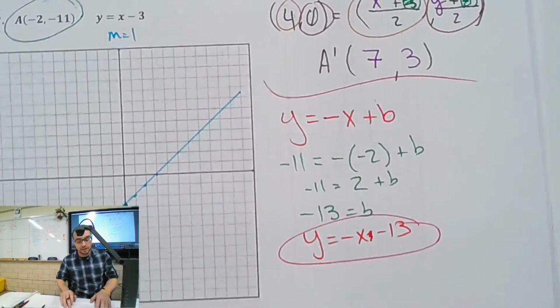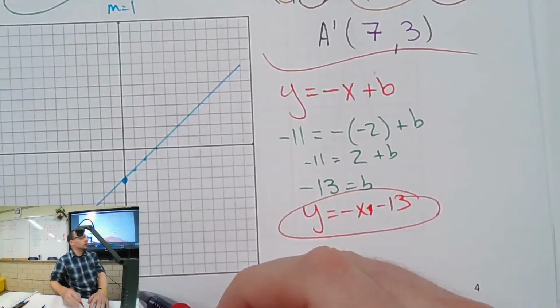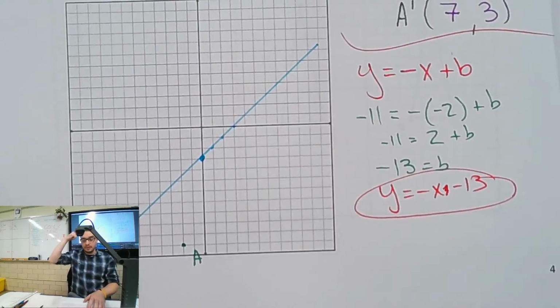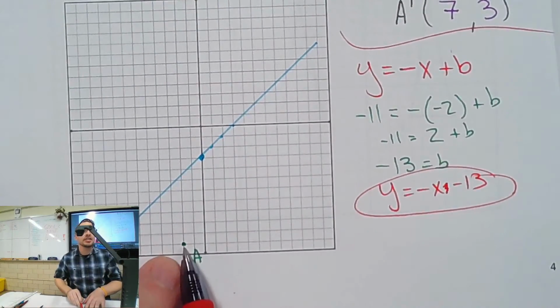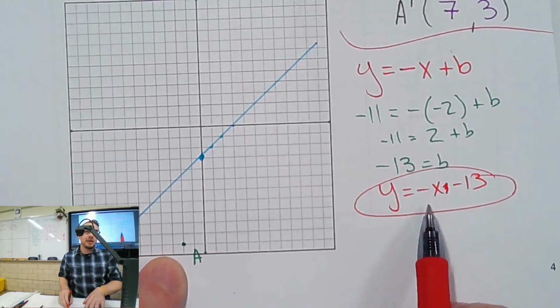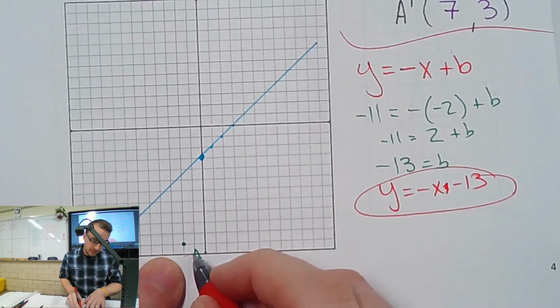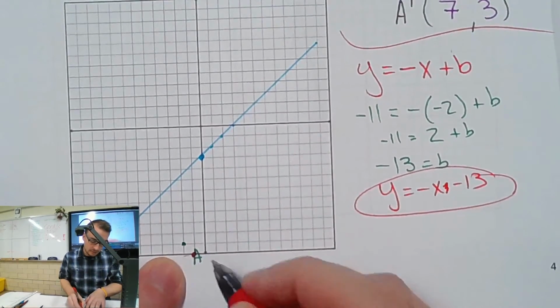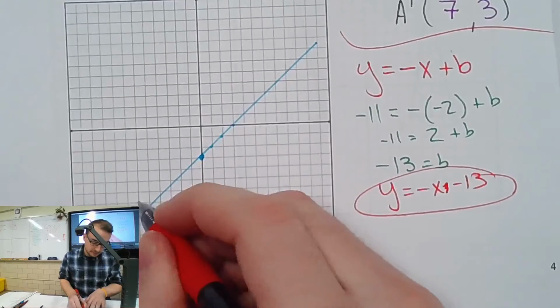I'm going to graph it now. Here's the problem. If I go down negative 13, I run out of room. So I need to be clever. Pick a point. I know that A is going to be on that line, right? That's how I made the line. So I can use my slope, which is minus 1, and just go down from there, down 1 over 1. So there's my line.